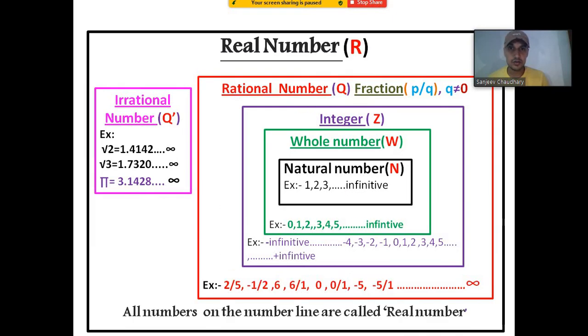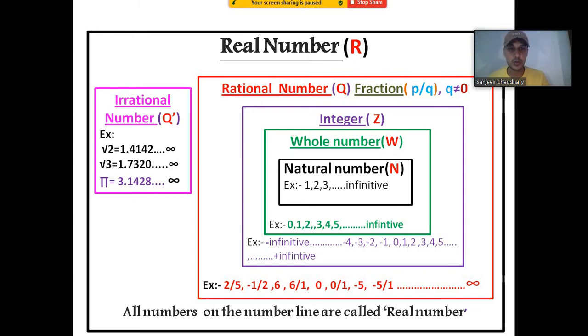Now the next is real number. Real numbers are all the numbers on the number line. Now try to understand the purpose of this diagram. Through this diagram you can understand and identify which number is a natural number and which number is not a natural number. So try to understand this diagram.